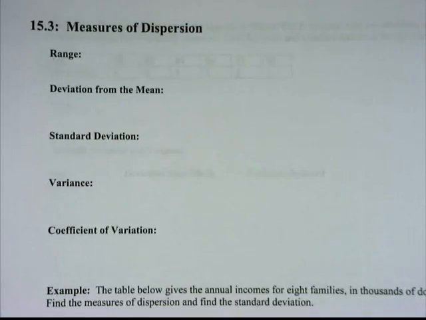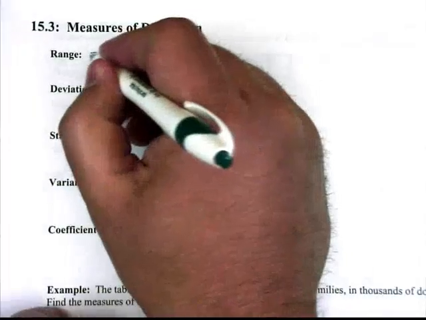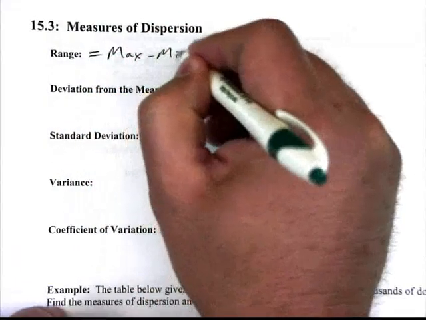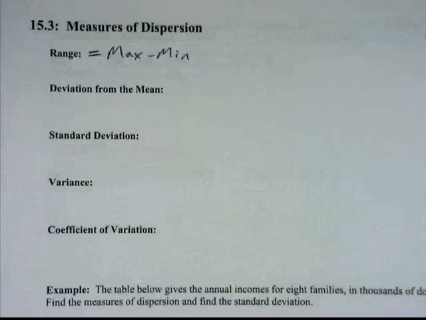Okay, so these numbers that will help us determine how the data is spread out, we call those measures of dispersion. And the first one is probably the simplest one. It's just the range of the data. And the range of the data is really just the maximum minus the minimum. And sometimes that's helpful to know, and sometimes it's not very helpful.